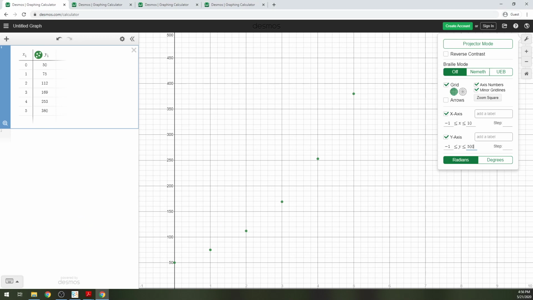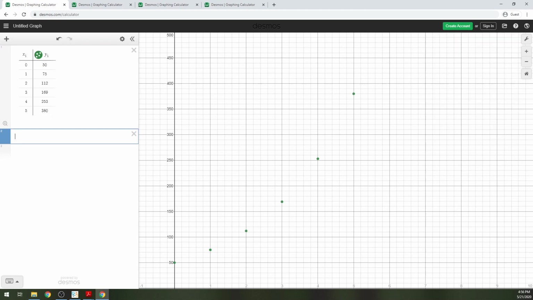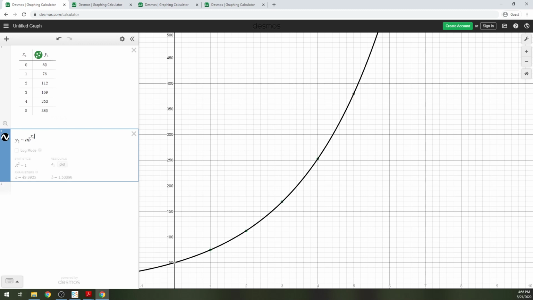And you can see the numbers have been plotted here on the left already. We have 0 through to 5, and then on the right hand side, the number of bacteria at each time. And the graph looks exponential, just like what we had on the page as well. Okay, so we're going to go ahead and type in the regression formula. We have y1 tilde a b to the power of x1.